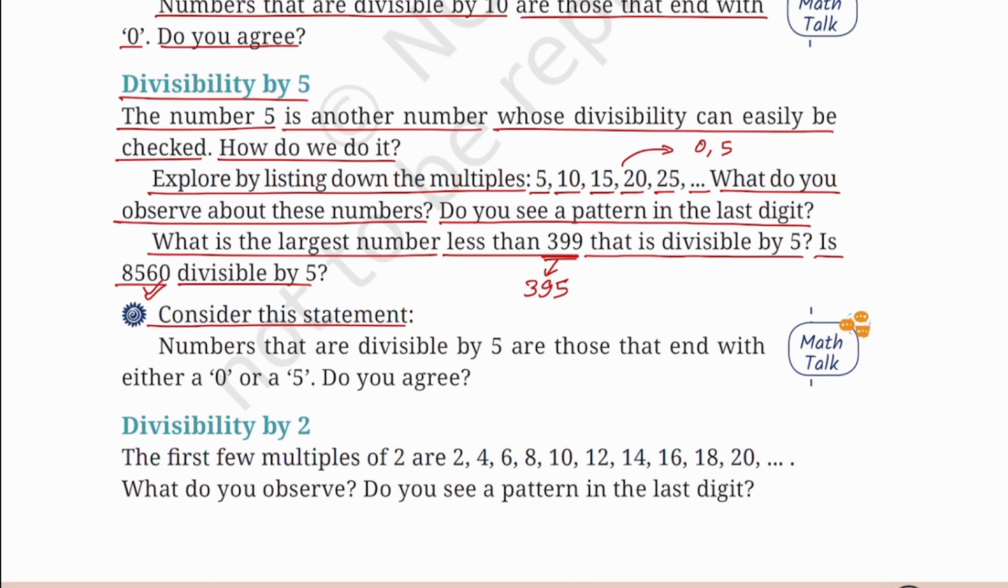Consider this statement. Numbers that are divisible by 5 are those that end with either a 0 or a 5. Do you agree?